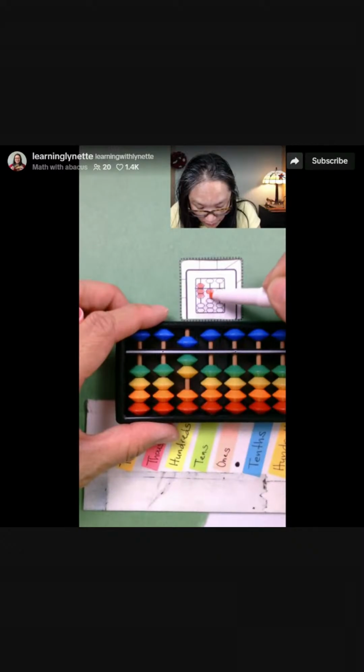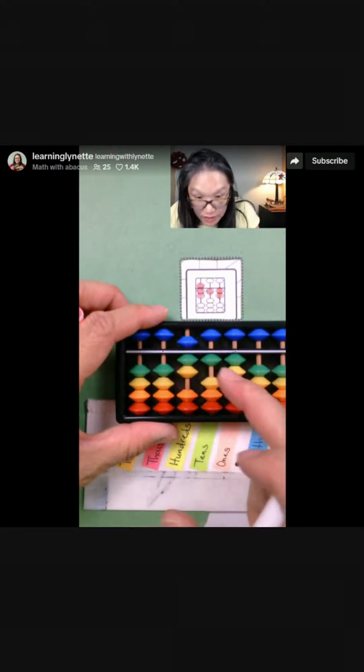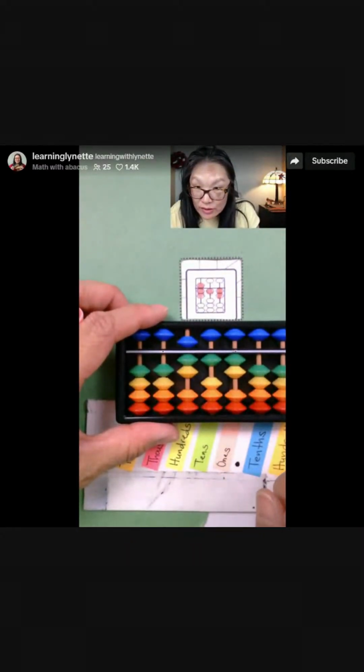And then we have 2 over here. 1, 2. This is 12. 712, just exactly what Jeffers mentioned. Does that make sense? So we have 712. And that's what it looks like.